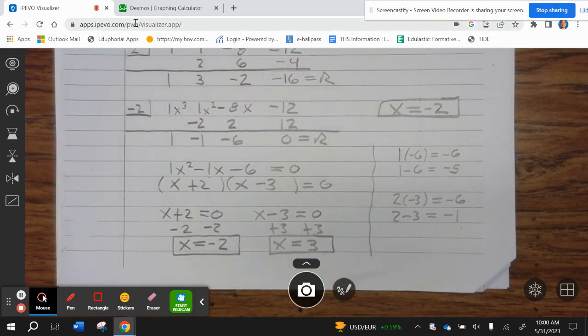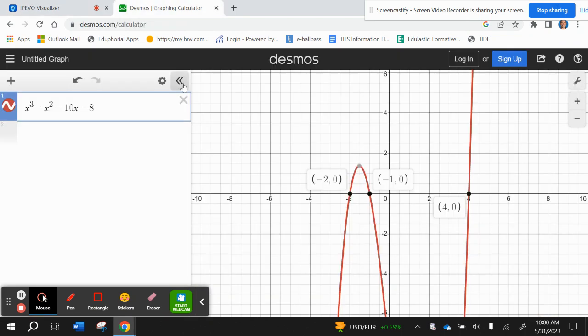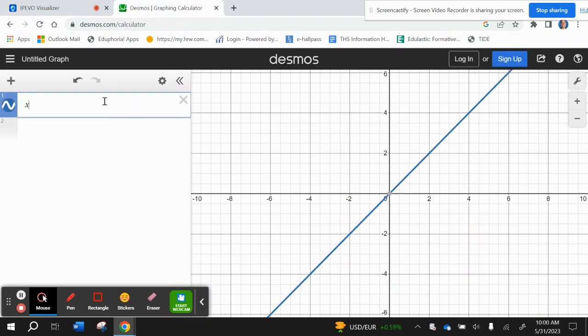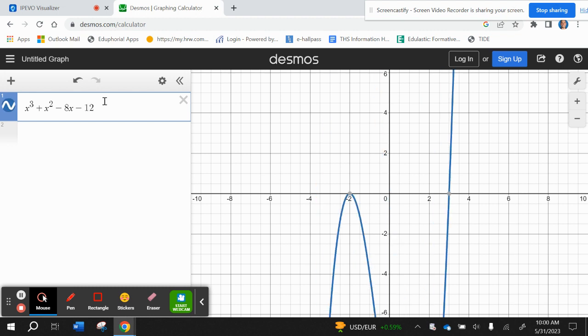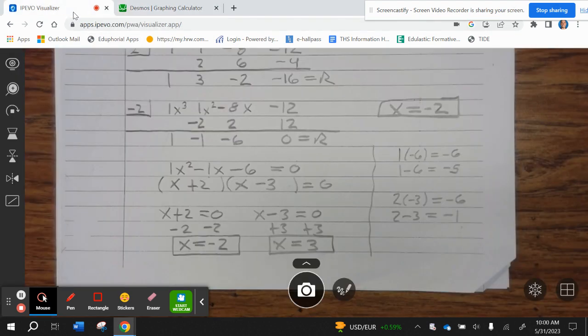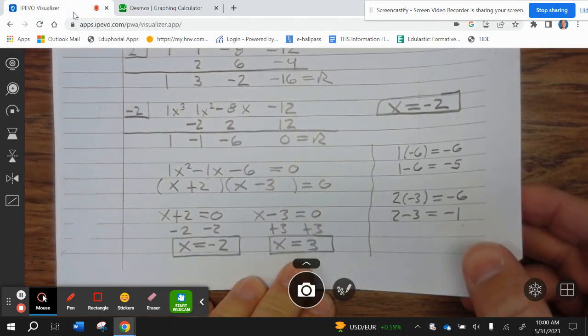Now let's go ahead and graph the original equation to verify that's correct. So let's graph x cubed plus x squared minus 8x minus 12. Now you'll see that we have our -2. When it touches and turns like that, that number is a solution twice. That's why we have two negative 2's in our solution, but we have our negative 2 and our 3. All right, go ahead and finish up example 2, and let's take a look at the next example.